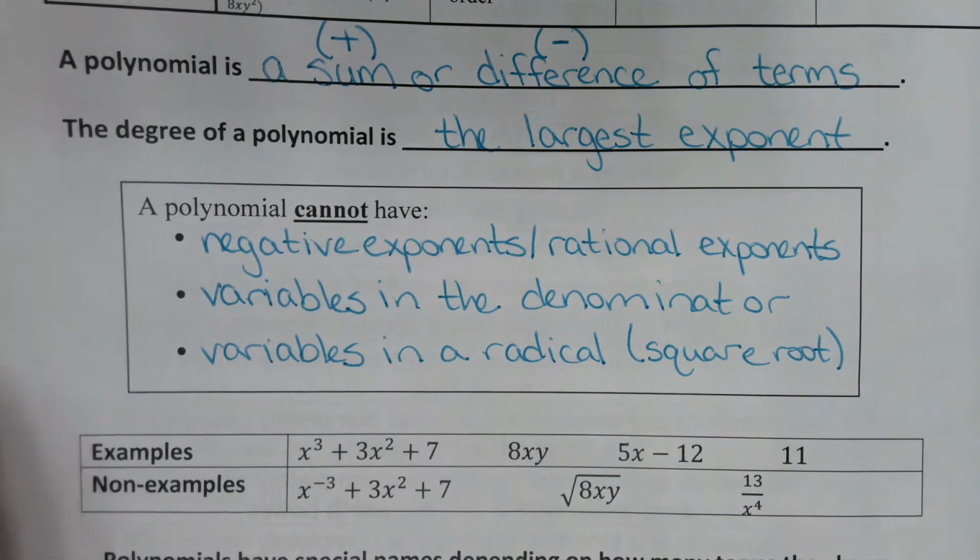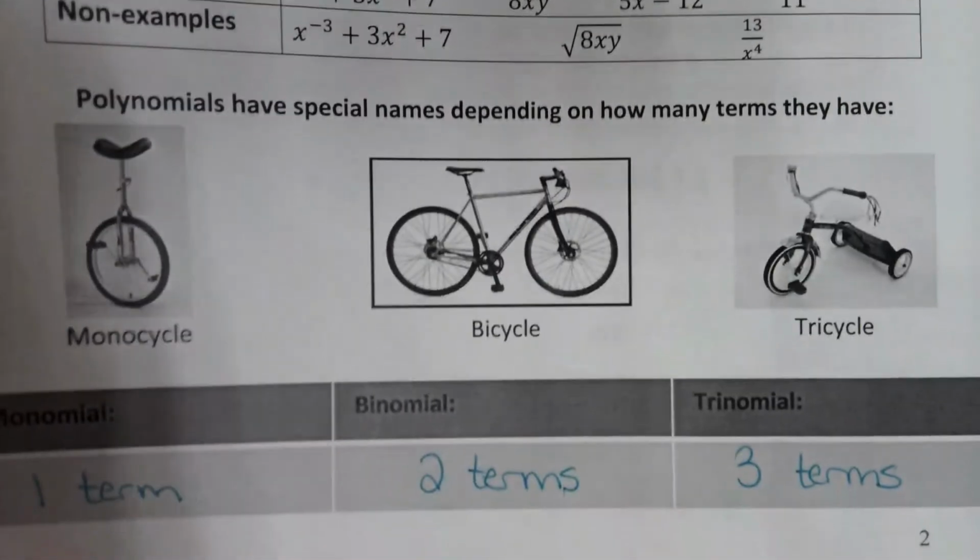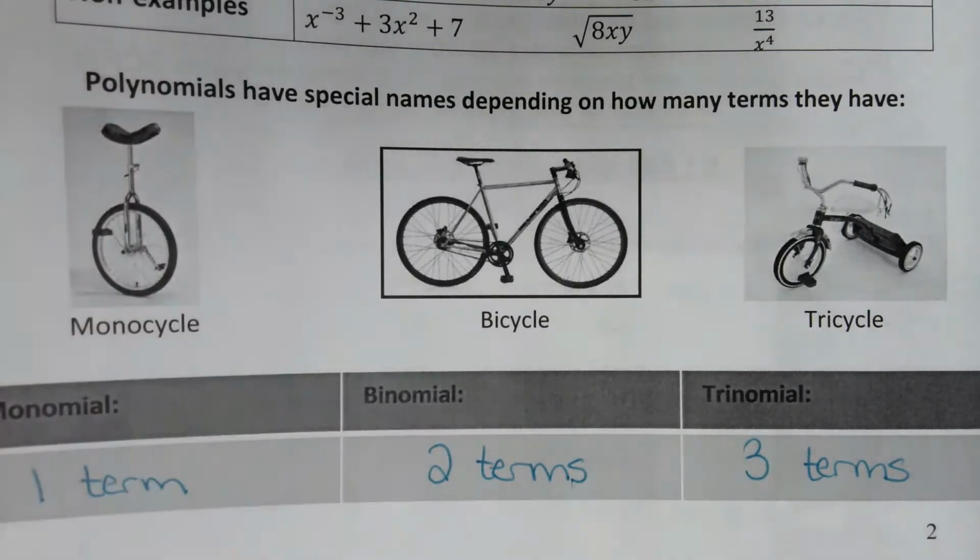Now there are types of polynomials. We can classify them based off of how many terms there are. And we're going to use the imagery of the different wheels on a cycle. If there's one wheel, we can call that a unicycle or a monocycle. One wheel, monocycle, monomial, has one term.